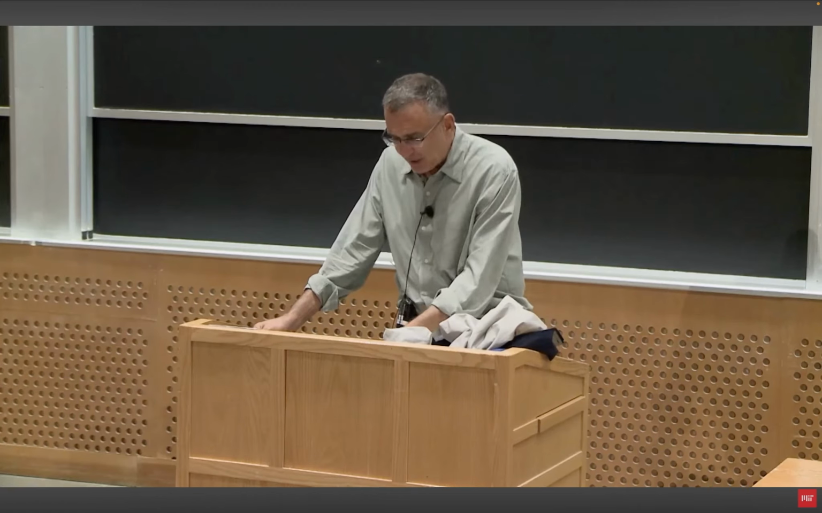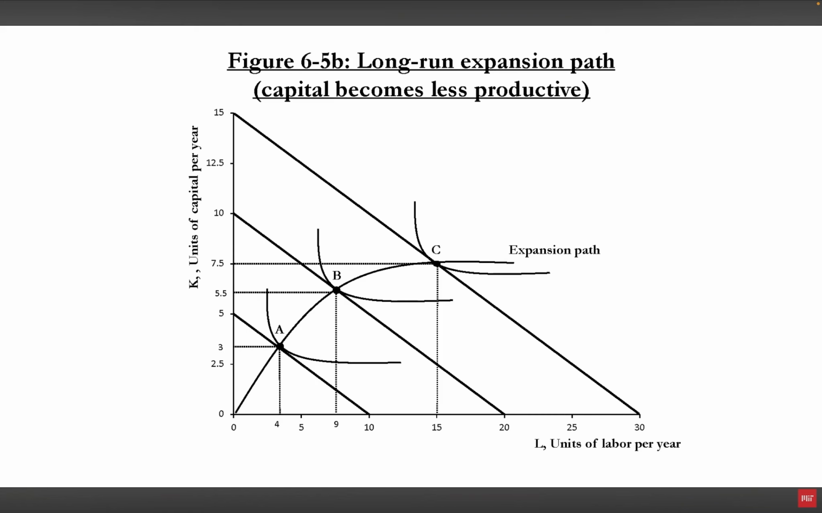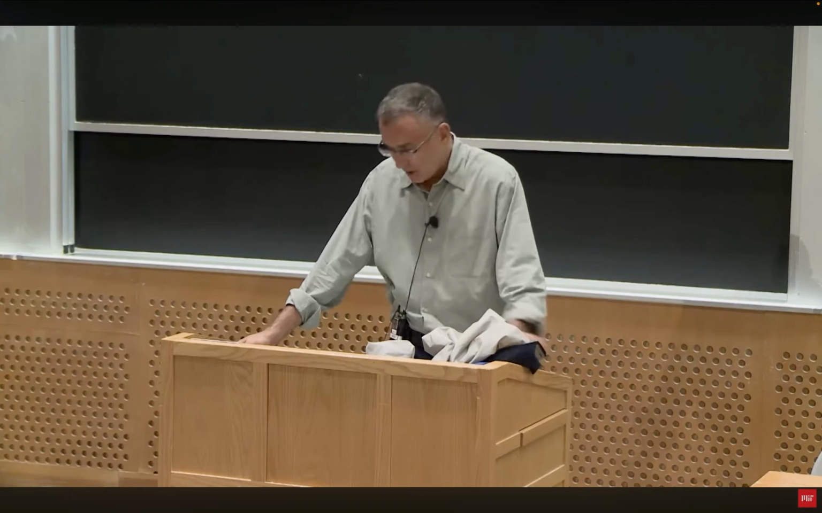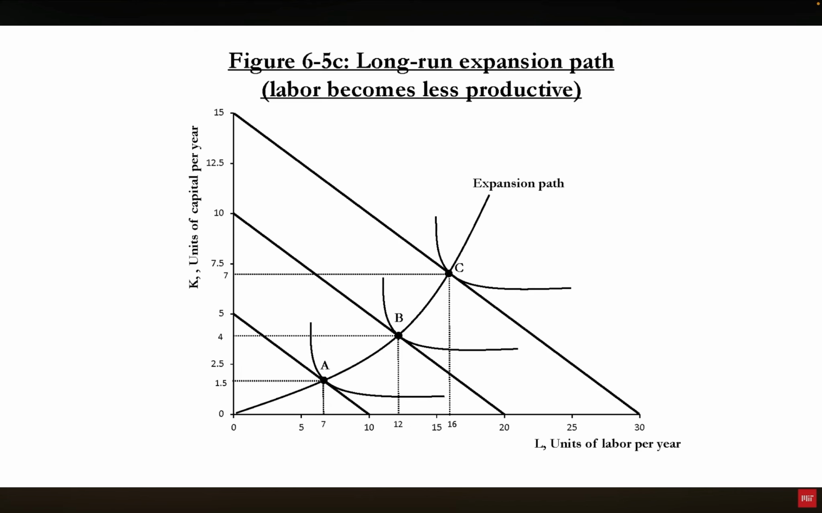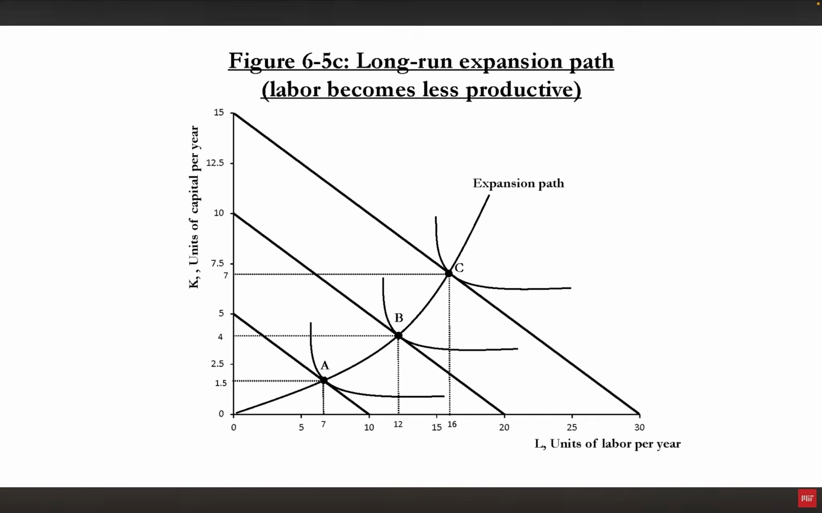So let's compare 6.5b to 6.5c. In 6.5b, when you go from point A to point C, you go from 4 workers to 15 workers, but only 3 machines to 7.5 machines. The number of workers goes up almost 4 times. The number of machines only goes up 2.5 times. On the other hand, with figure 6.5c, the number of workers going from A to C goes from 7 to 16, which is a little more than twice. The number of machines goes from 1.5 to 7, which is almost 5 times as much. Capital's becoming more productive, workers are becoming less productive in 6.5c.